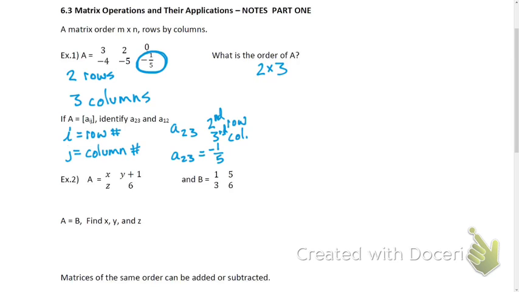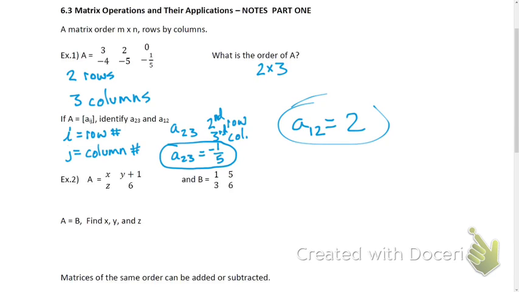Let's try another one. What about A12? So that is the first row, second column, and it is a 2. Hopefully that's easy so far.